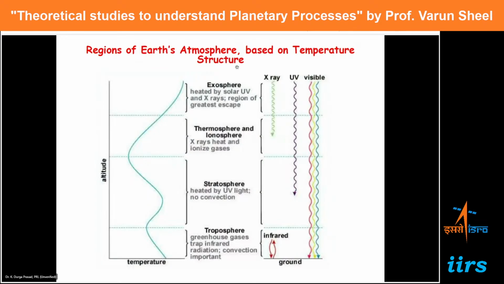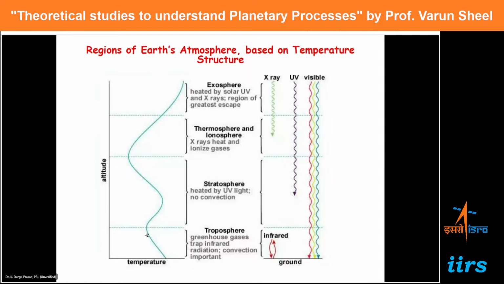Basically, this structure is a result of the way the solar radiation interacts with the atmospheric species. If we take the case of Earth as an example, based on the temperature, you can see at the surface up to the troposphere, where we have a temperature inversion. So what you have is greenhouse gases, trapped infrared, radiation from the surface, and convection, which is more important because you have high density, which means you have winds, etc.